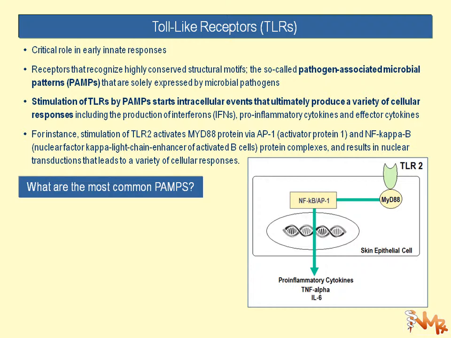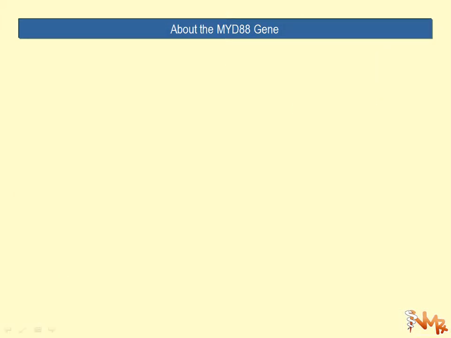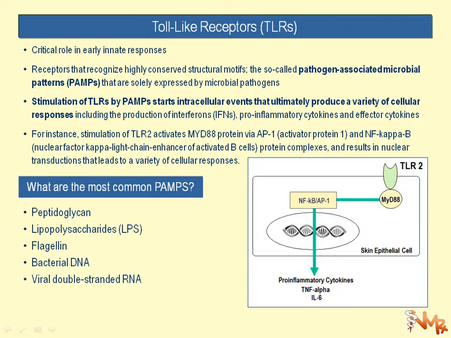So, what are the most common PAMPs, or pathogen-associated microbial patterns? Of course, I'm sure that you can guess what the answers are. These are peptidoglycan of the gram-positive and also gram-negative bacteria, lipopolysaccharides of gram-negative bacteria, flagellum on bacteria such as enteric bacteria, such as Klebsiella, bacterial DNA, and viral double-stranded RNA.